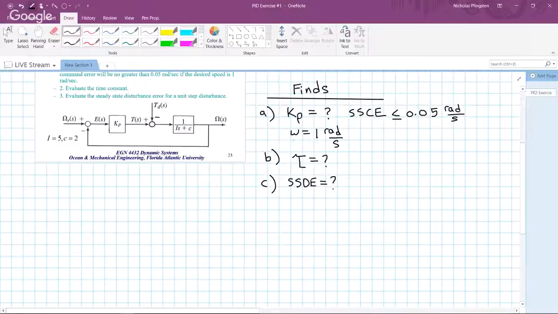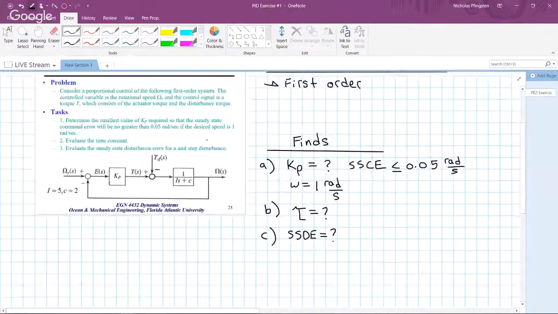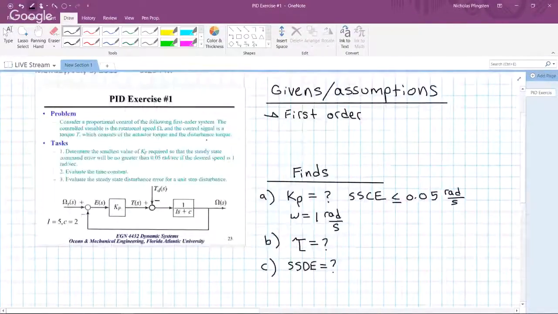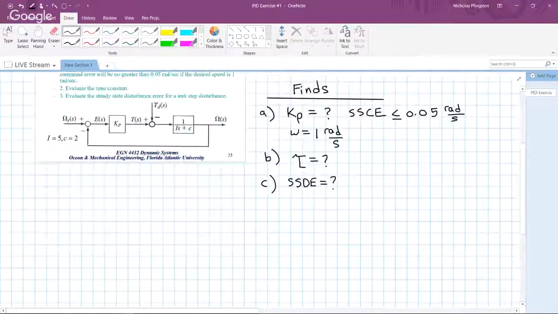So just to let you know, whenever these problems mention unit step, and by the way, they didn't mention it for the first one, but the steady state command error and the steady state disturbance error are both involved with unit step functions. Your steady state disturbance error is your disturbance and your steady state command error is your controller. So there we go. Those are our finds.